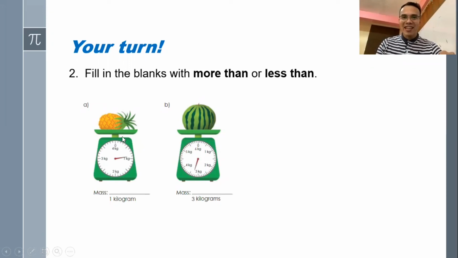Letter A, the mass of this pineapple is less than 1 kilogram. The red mark did not reach the 1 kilogram. For letter B, the mass of this watermelon is more than 3 kilograms. Look at the weighing scale. The red mark has passed the 3 kilograms.